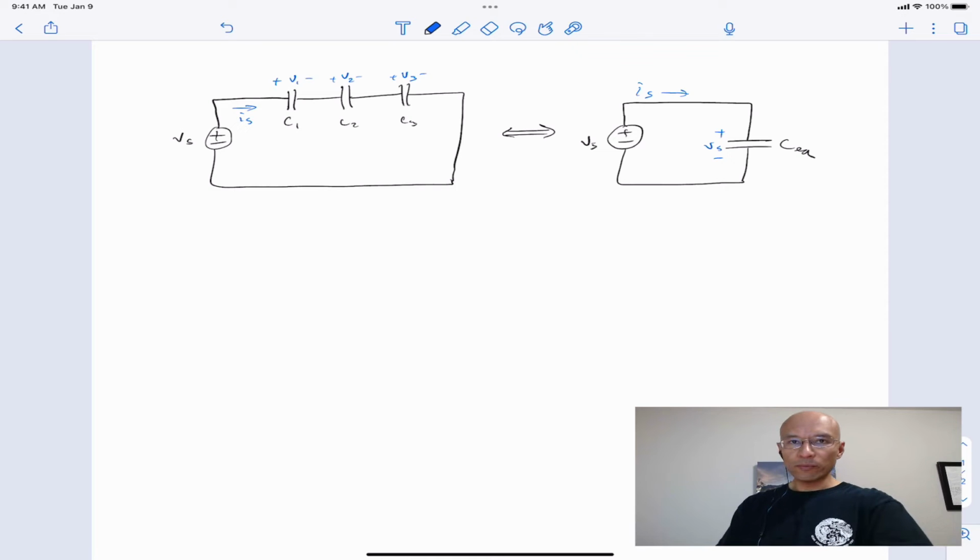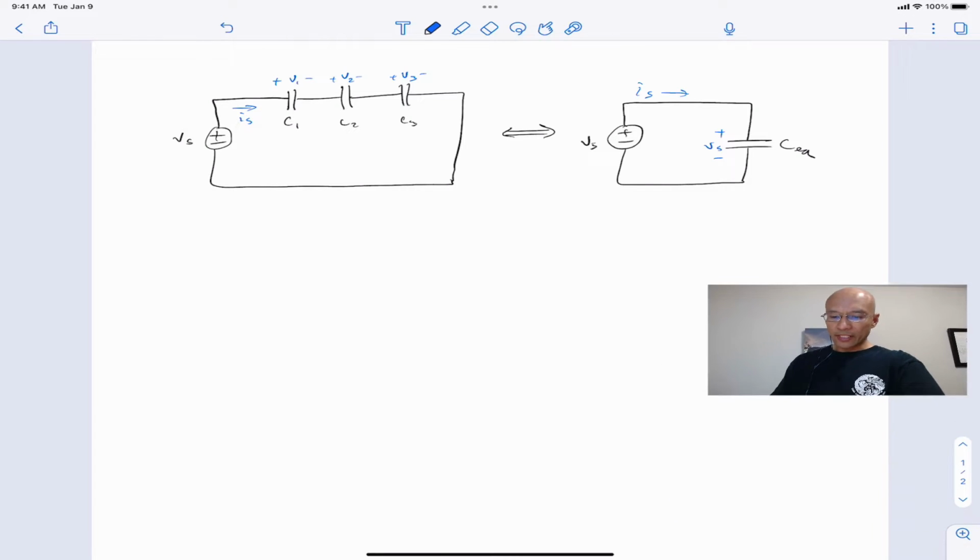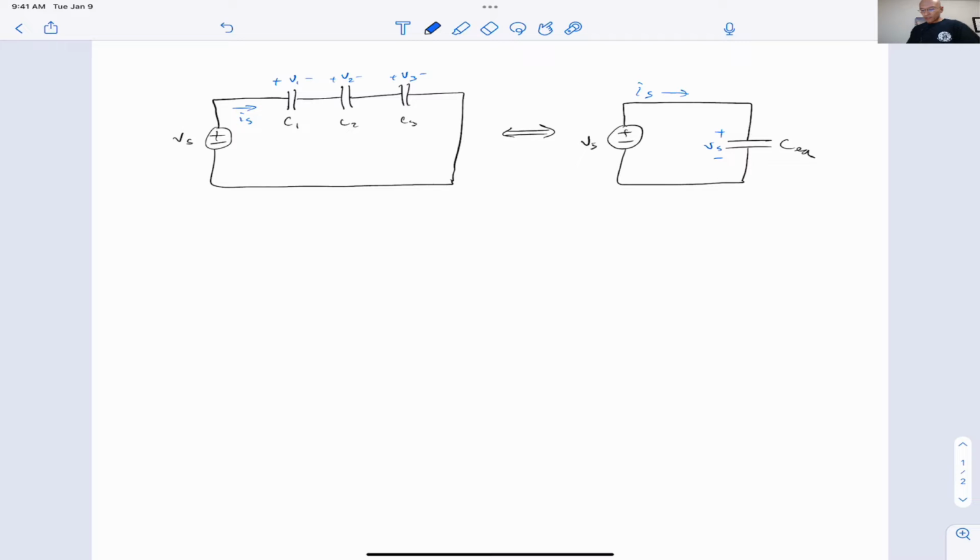In this video, we briefly discuss a series combination of capacitors. So we want to find an equivalent capacitance for three capacitors connected in series here. So what we want is for the same current voltage relationship to exist in both circuits.